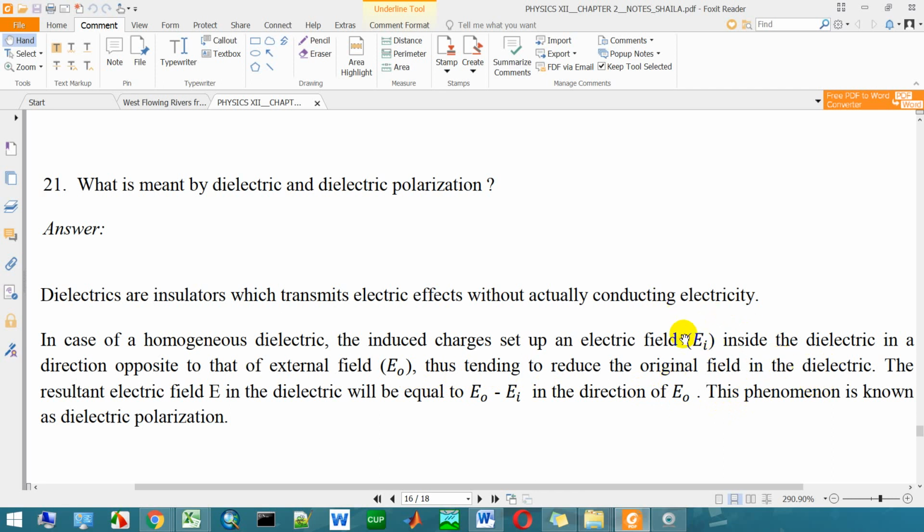Here, because of this induced electric field, it reduces the external field. Thus, the resultant field in the dielectric will be equal to E naught minus Ei in the direction of E naught.